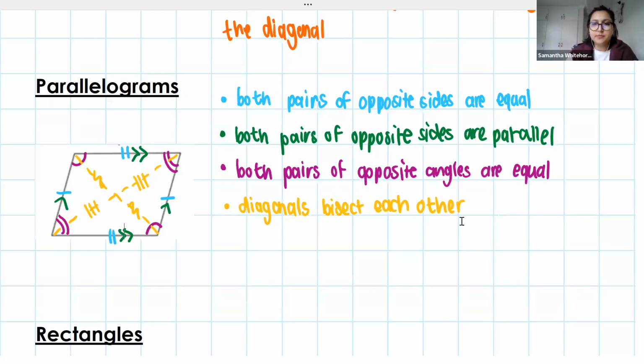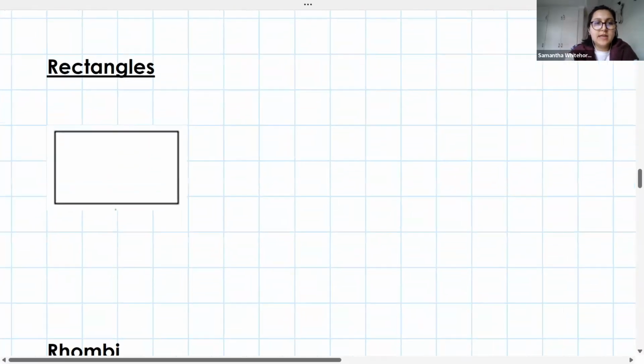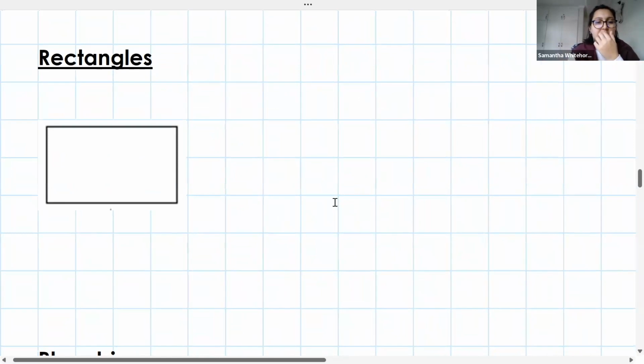Nice. Okay, so as you can see, our next example, our next quad that we're going to look at is a rectangle. So I'm hoping you've all taken your screenshots. Let's discuss rectangle. So anyone want to raise their hand and give me a characteristic of a rectangle? Omfa, I see your hand. Let's go.